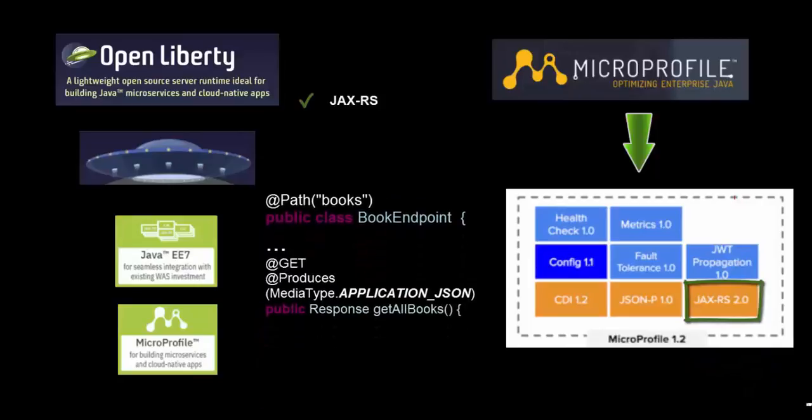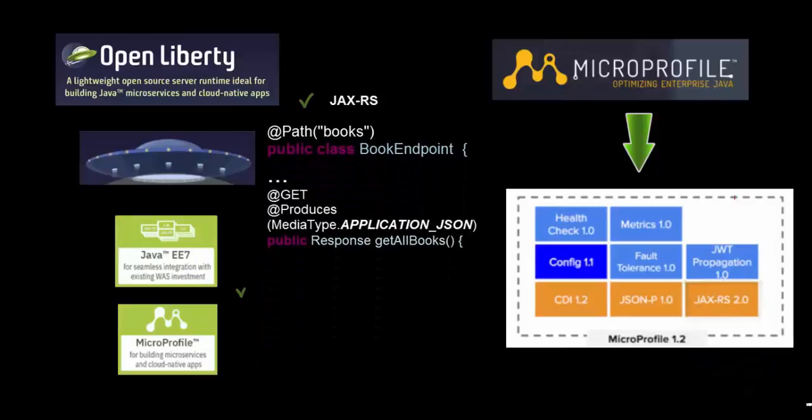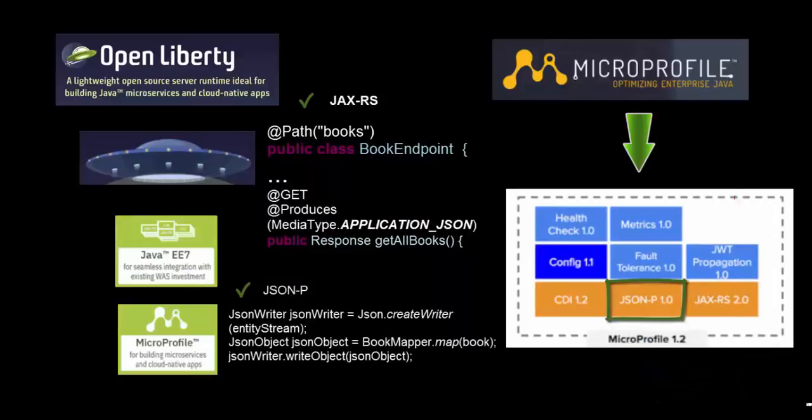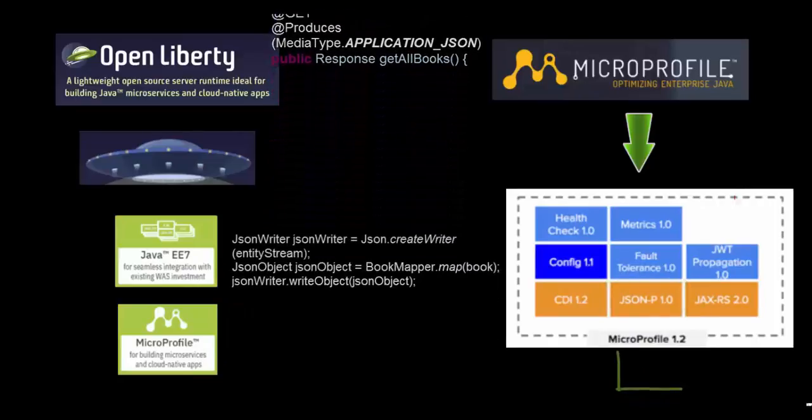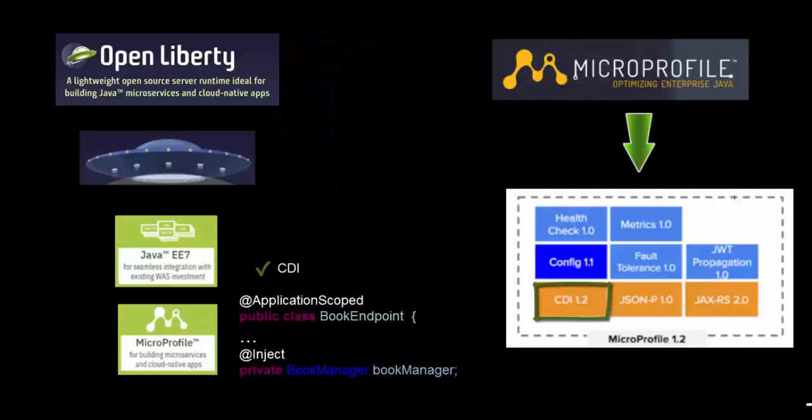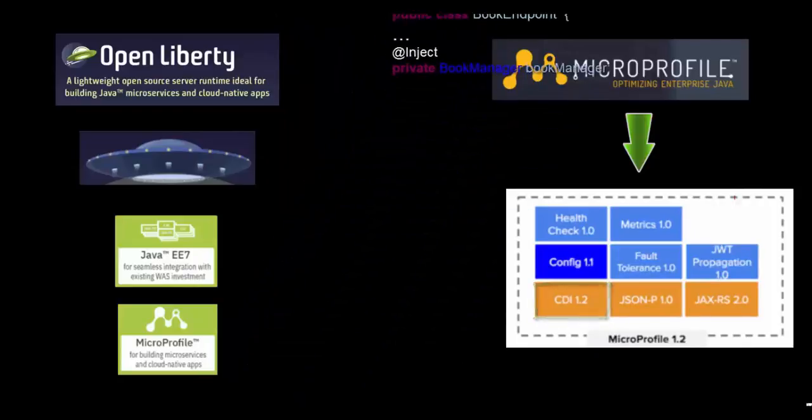JAX-RS for creating Java EE REST service endpoints. JSON-P for working with JSON objects that are produced by the service. CDI for injecting scope context and bean dependencies into the service.